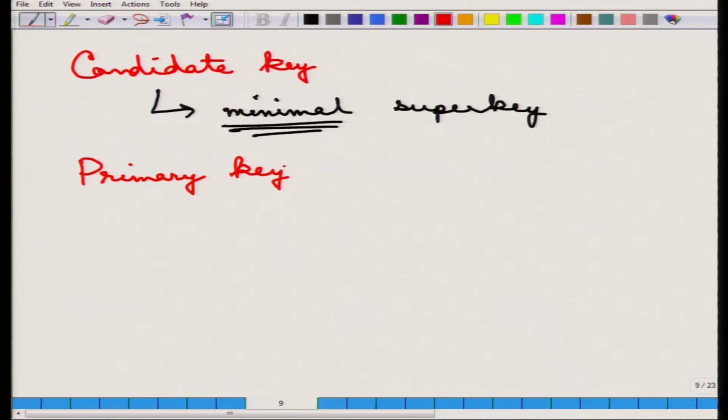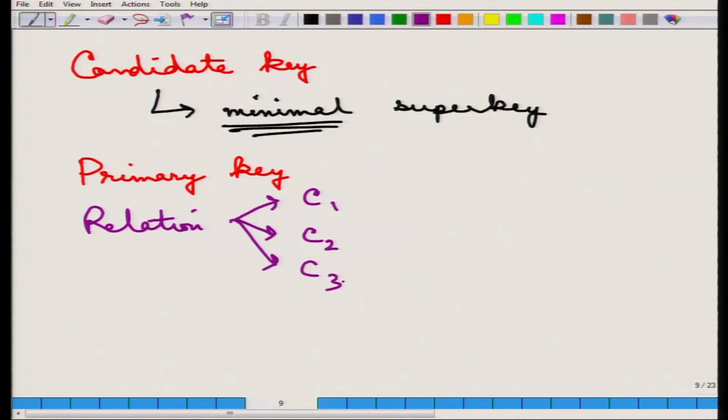But before we go to the primary key, let me highlight one thing: a particular relation may have multiple candidate keys. It may have candidate key 1, candidate key 2, candidate key 3, et cetera. It may have multiple candidate keys. Now note, I am still talking about candidate keys. Of course it can have multiple super keys, but it can also have multiple candidate keys.